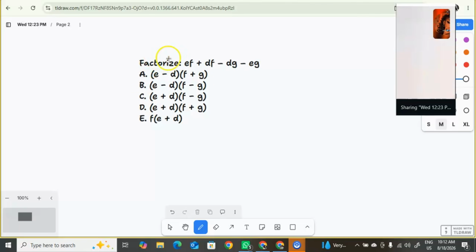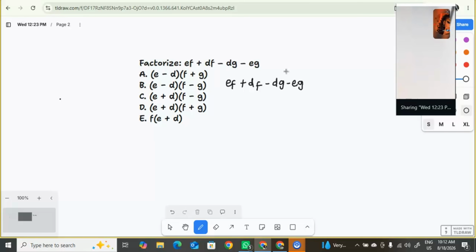Factorize EF plus DF minus DG minus EG, and then we are given options. Now, what I like to do for this kind of question is very simple. The first thing I like to do is to group them. So we group them. So we have EF plus DF minus DG minus EG.